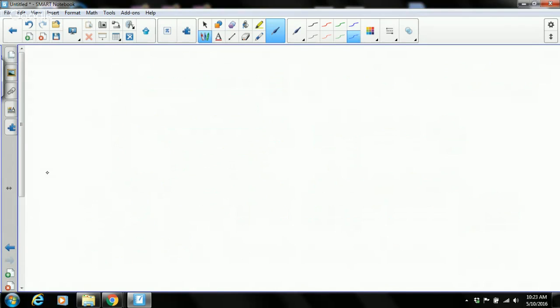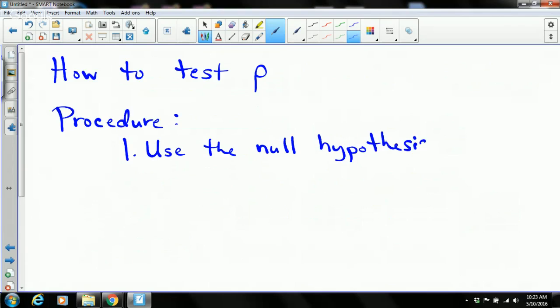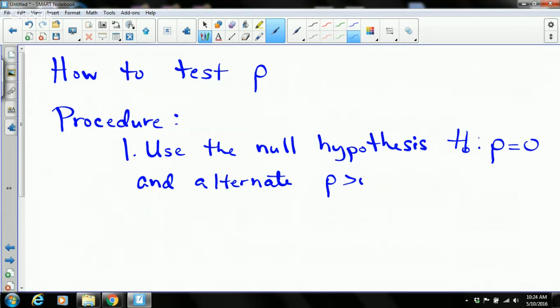No? So how to test it? How to test rho, which is the population correlation coefficient. The procedure. 1, use the null hypothesis where rho is equal to 0. And then your alternate hypotheses, could it be rho greater than 0, or rho less than 0, or rho not equal to 0. So we're going to state those.